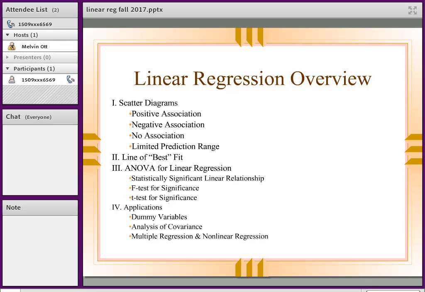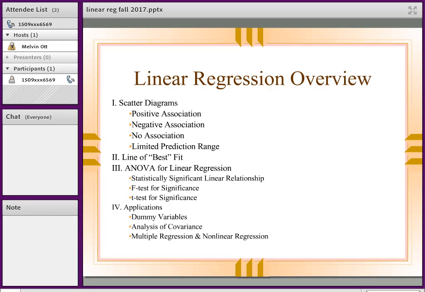Third thing, you're going to look at what's called an analysis of variance table for linear regression. And from that, you're going to determine if there is a statistically significant linear relationship between two variables. And you're going to do that by way of an F-test for significance, and you could also do it as a T-test for significance. Some of the software will show you both, and for simple linear regression, they are exactly equivalent tests. So you'll have that information.